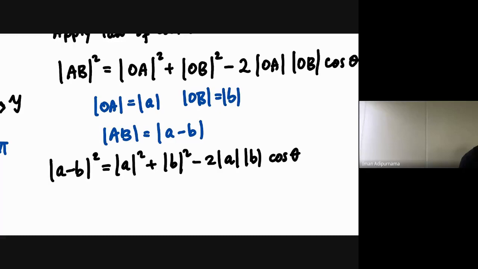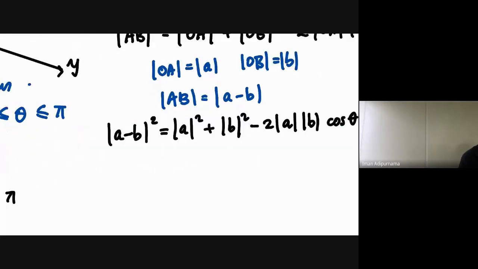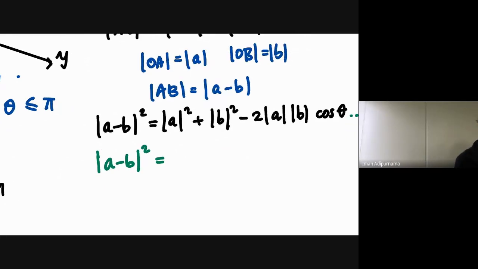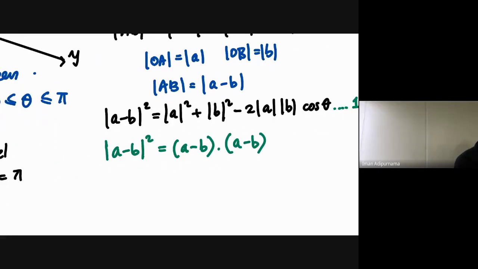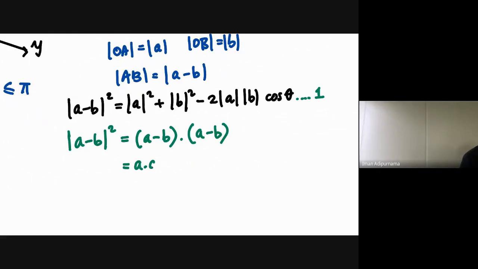Now let me write this as equation 1. For additional notes, let's write A minus B squared equals, let me separate the square, A minus B dot A minus B. And let's make some calculation here.